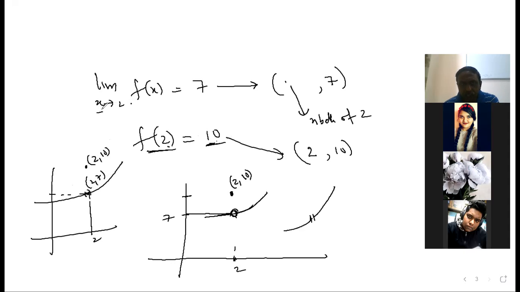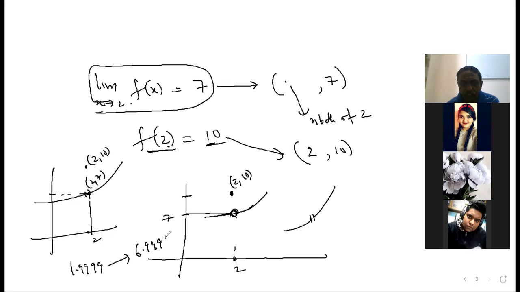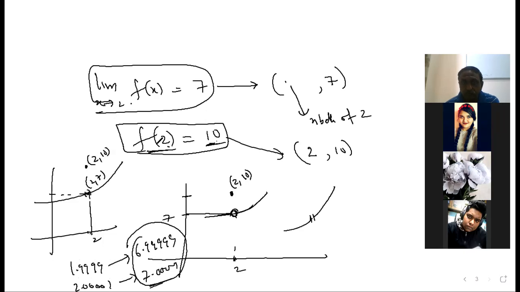Okay. Limit x tending to 2 f of x is 7. That means the y coordinate is near 7 for 1.999. When x is 1.999, the value of y will be near 7, like 6.99999. When it is 2.000001, the value of y will be something like 7.00001. That means when the value of x is in the neighborhood of 2, the y coordinate's value is in the neighborhood of 7. But when x is exactly 2, the y coordinate is 10. So what will happen to the graph? That one point in the graph will be missing. It will be marked outside the curve. Therefore, the function becomes discontinuous. There will be a break in the graph.